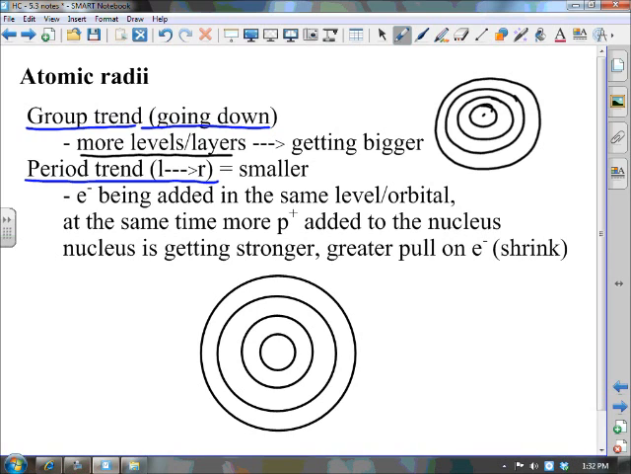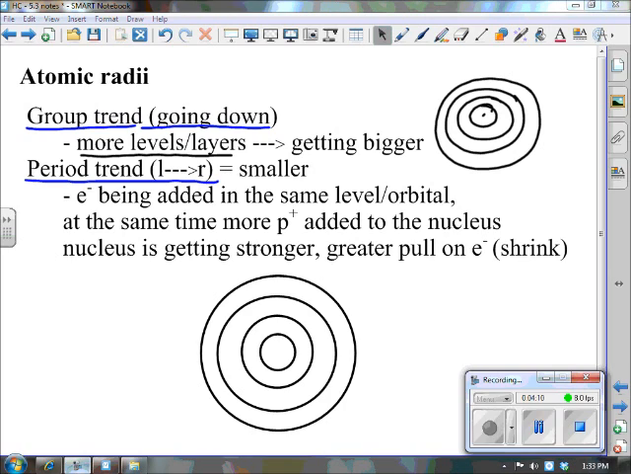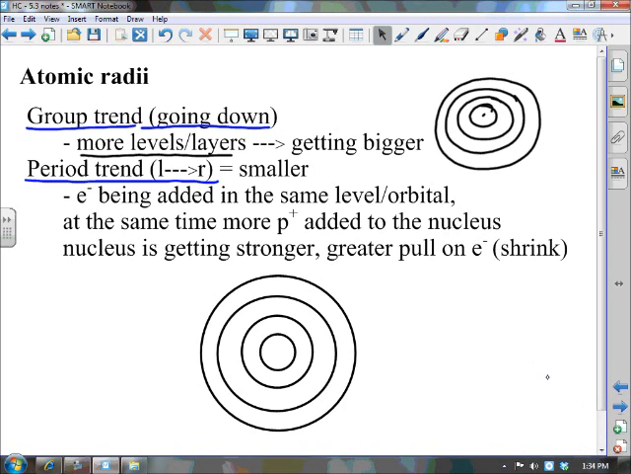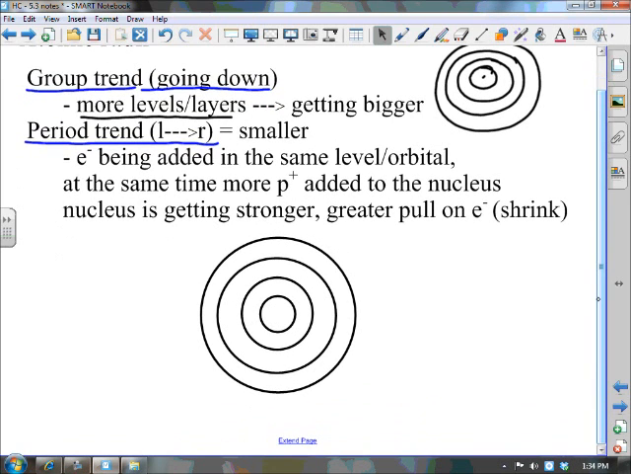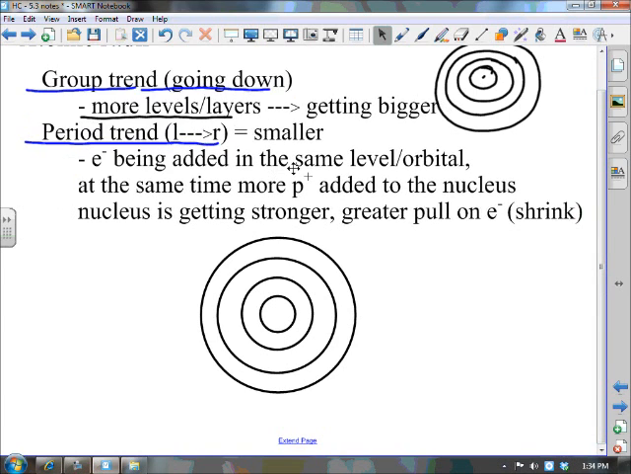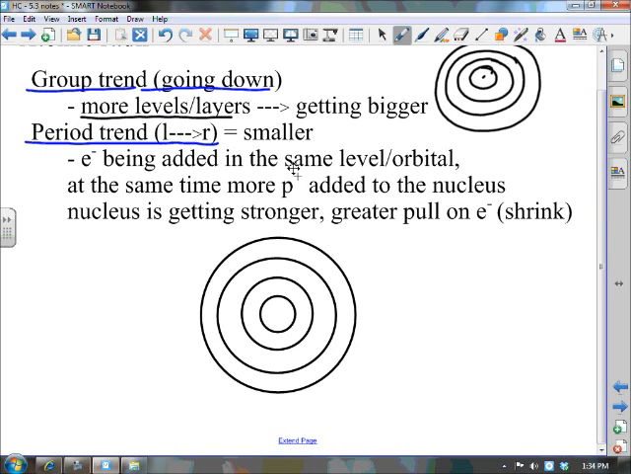Period trend. As you go across a period, the atoms are going to get smaller. Again, as we go left to right across the periodic table, they're getting smaller. Now, the reason for them getting smaller, well, first of all, we're not adding electrons in layers farther away. They're being added to the same level. So we're talking about electrons in level 3 as we go across a row, or level 4. But here's why it actually shrinks. We're adding electrons, but we're adding them to the same level or orbital. So they're not getting further away.